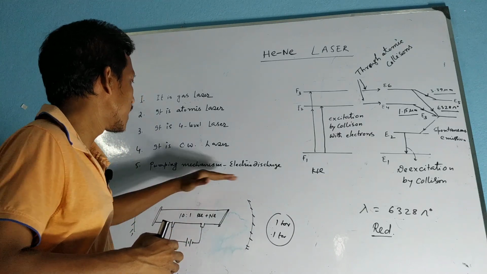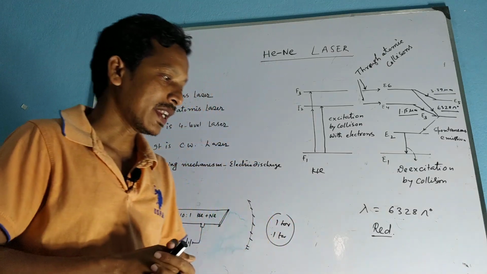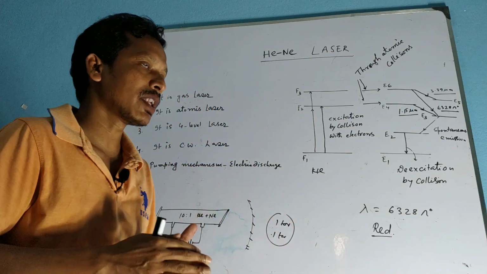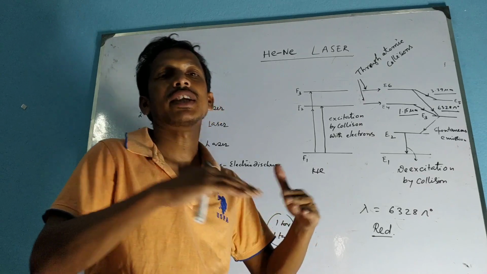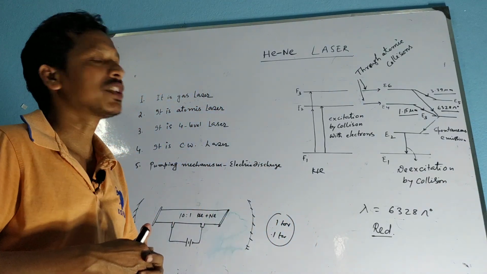And here the electrical discharge is the efficient pumping mechanism because it is a gas laser. The energy levels of the neon atoms are characterized by sharp energy levels. So the electrical discharge is the efficient pumping mechanism.